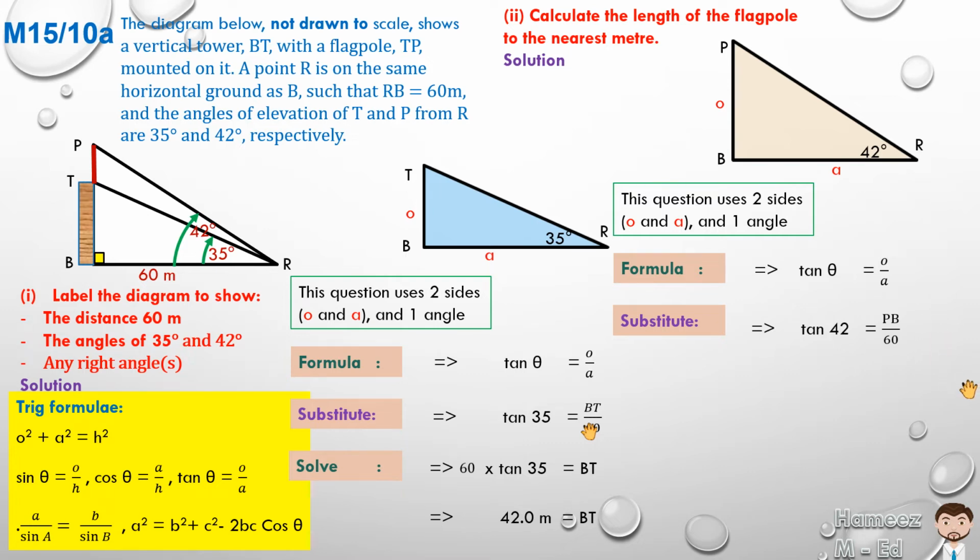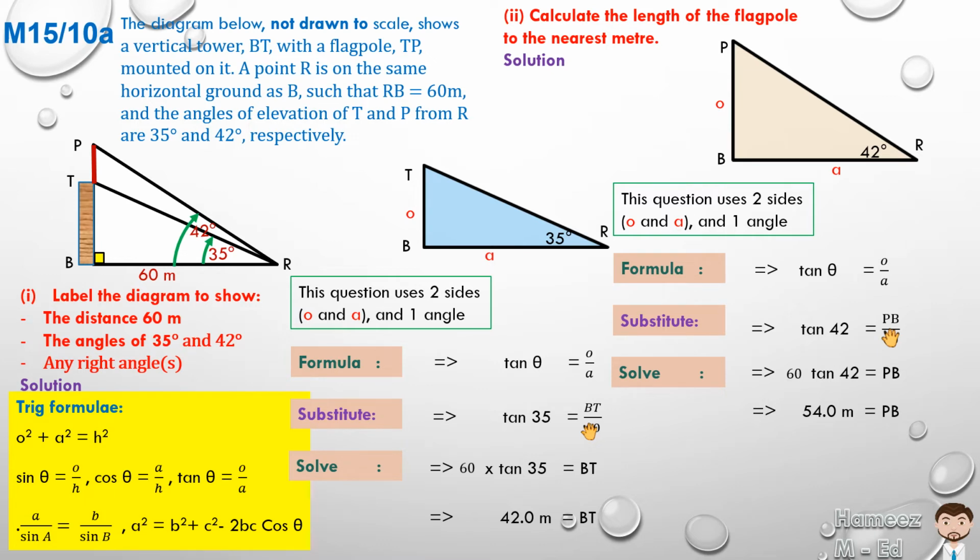We can cover off the 60 now. And let's rewrite what we have. Tan 42 is equal to PB. And we carry the 60 across, so the 60 will be multiplying. So we have 60 tan 42. Right? It's not necessary to write the multiplication sign, it's understood. So 60 tan 42 is equal to 54.0 meters.